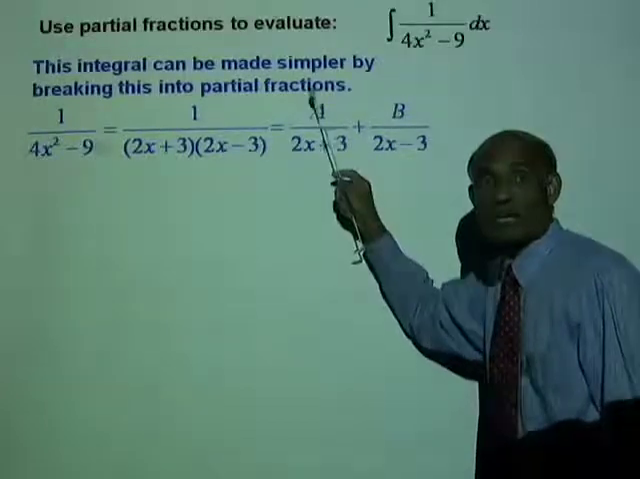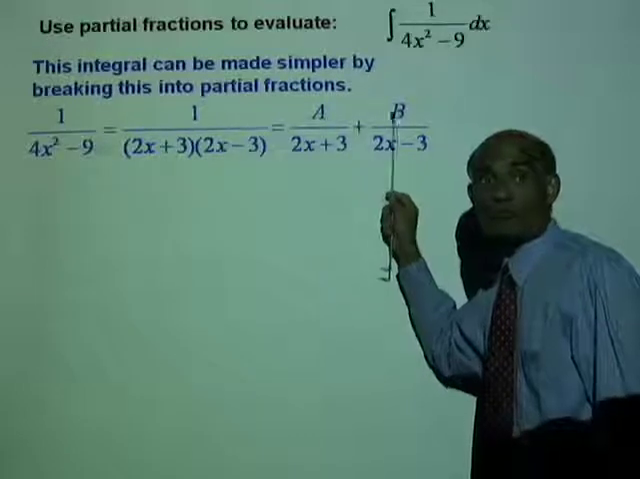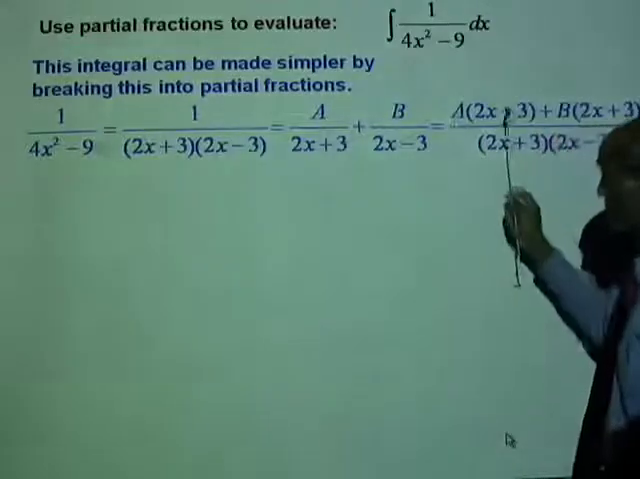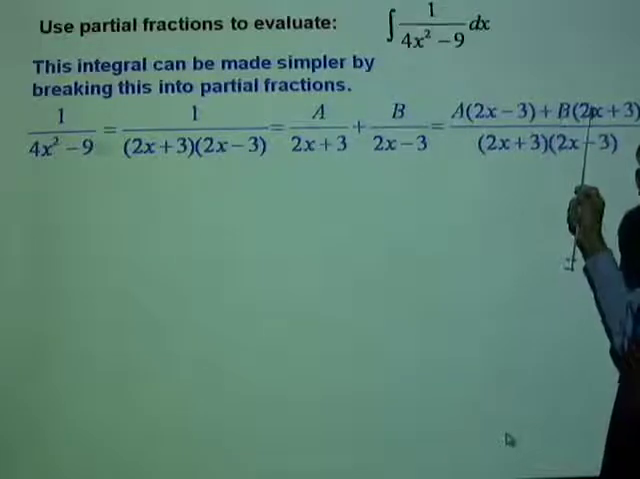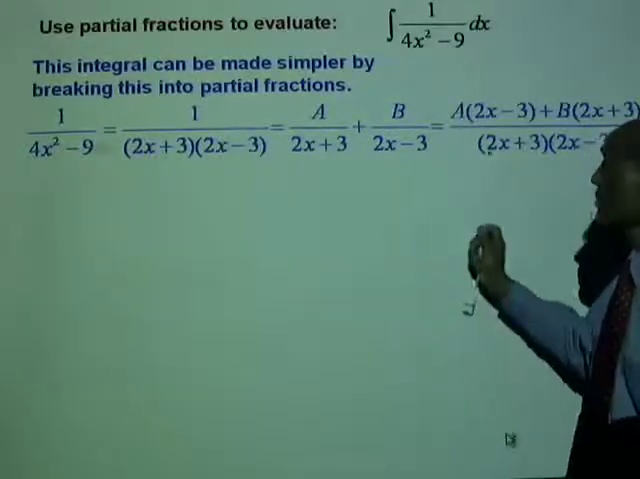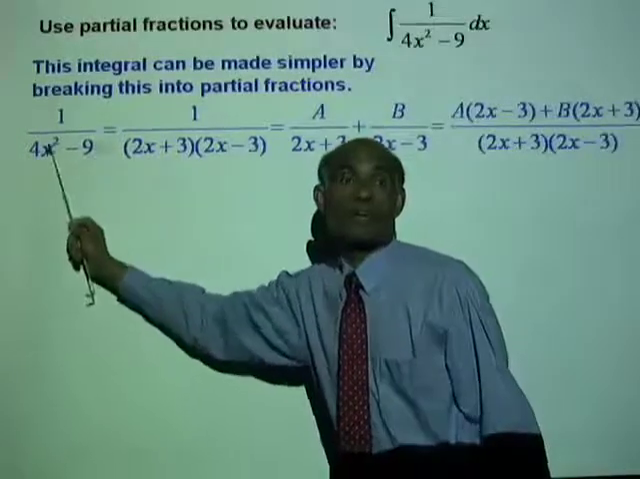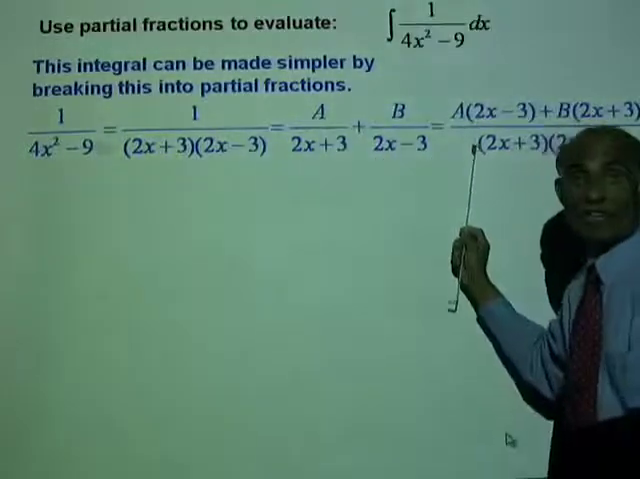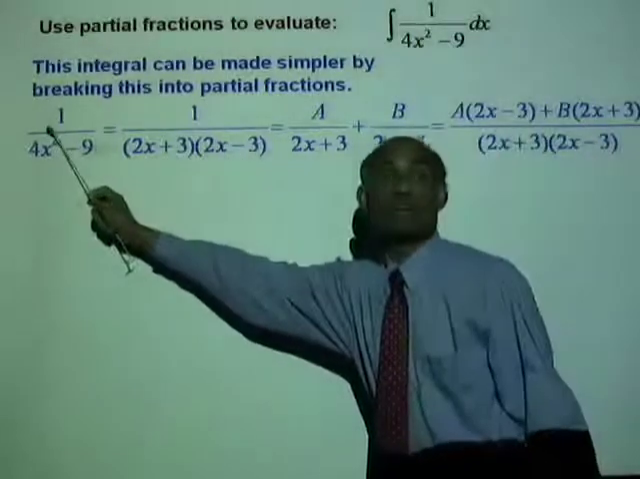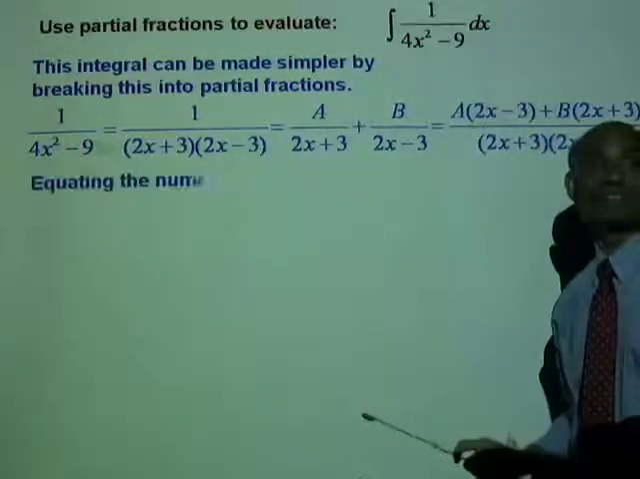What will the numerator be? It will be A times (2x minus 3) plus B times (2x plus 3). There you go. So you have constructed the numerator and we have the common denominator. And if you look, this 4x squared minus 9, the denominator on the left side, is exactly the same as the denominator on the right side. That means the numerator on the left must be equal to the numerator on the right.